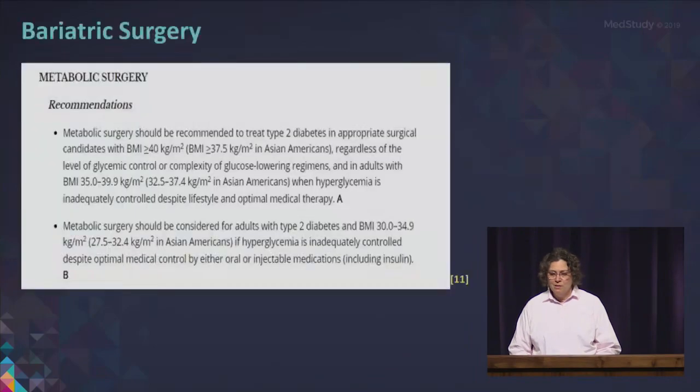So when should we consider bariatric surgery? It is a recommendation A that we should consider surgery for those with type 2 diabetes whose BMI is greater than 40, end of the day, period. Even if their diabetes control is reasonable, they would be a good candidate for it. You can consider it in people whose BMI is greater than 35 when they don't have good diabetes control. In fact, you can even consider it for people whose BMI is greater than 30 if they're suboptimally controlled, but that is a recommendation B.